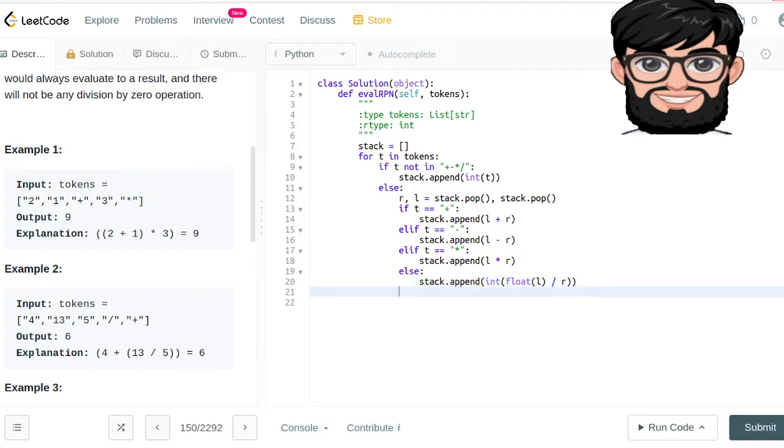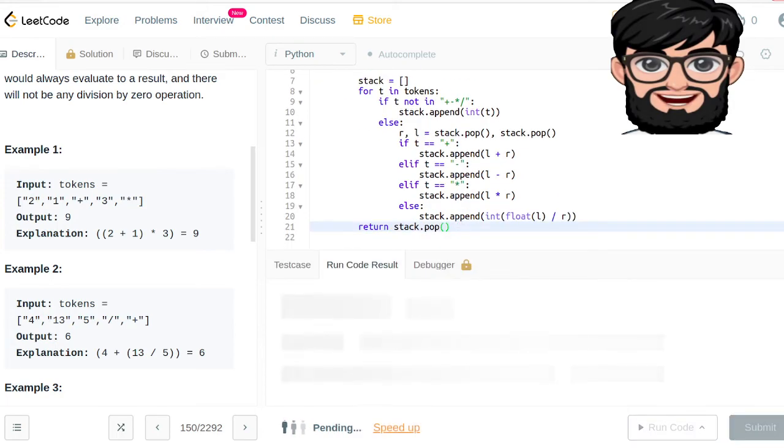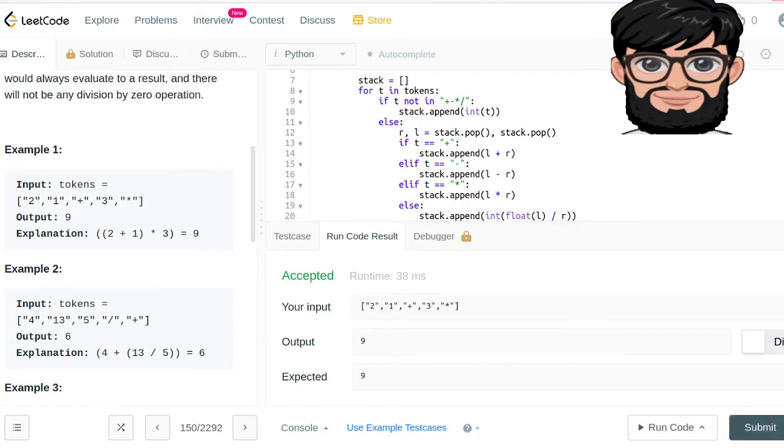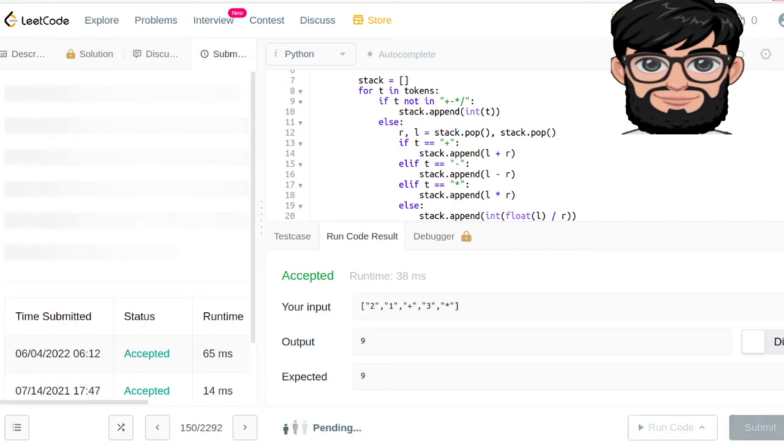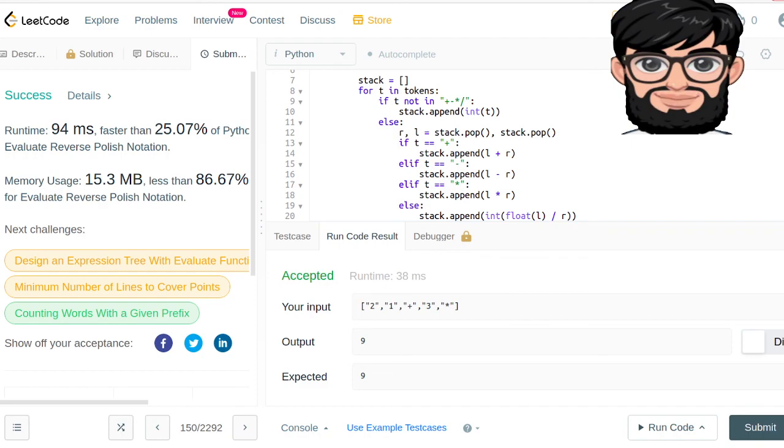And in the end, once we are done with all that, we're going to be returning stack.pop. And that should do it. Yep. And it did pass all the test cases.